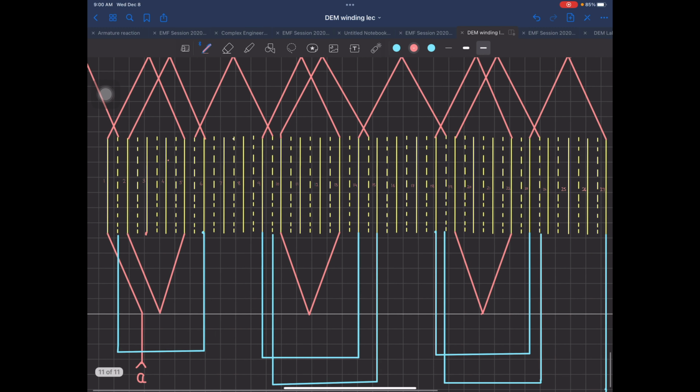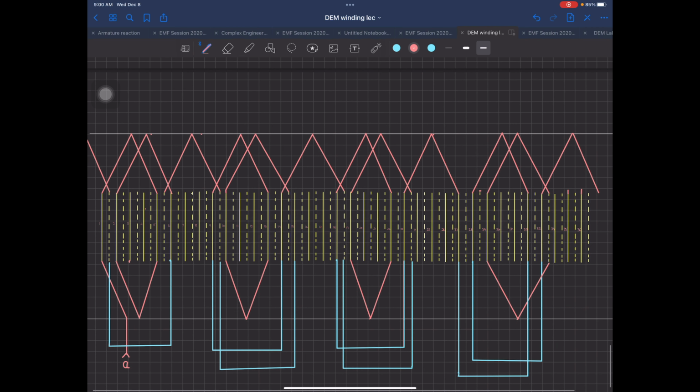5 से सीधा 24 पे 5 से नहीं, हम क्यों जाएंगे? दिस इज कंप्लीट। क्या हो गया? कितनी वाइंडिंग करनी है?